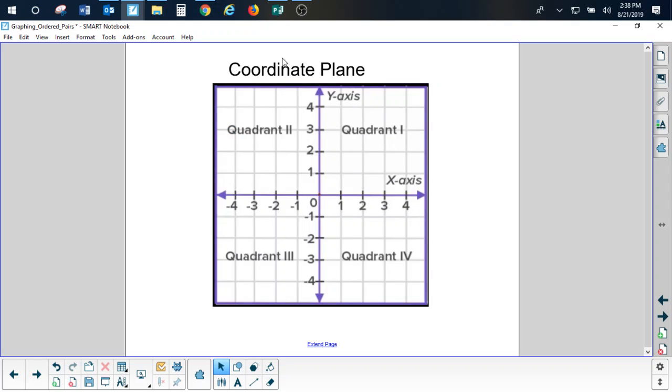So this is a picture of the entire coordinate plane. We are only focused in 5th grade on the very first quadrant. So we're not worried about quadrant 2, 3, or 4. We're just worried about positive numbers, which are in the first quadrant.